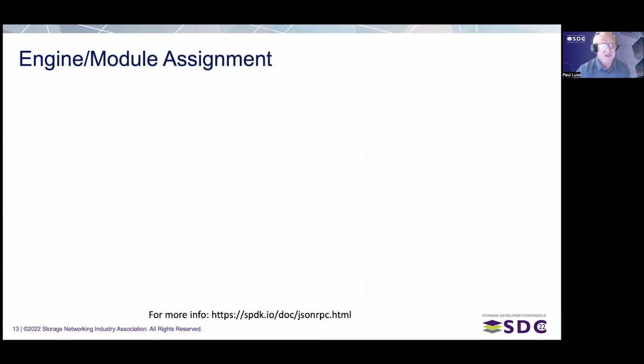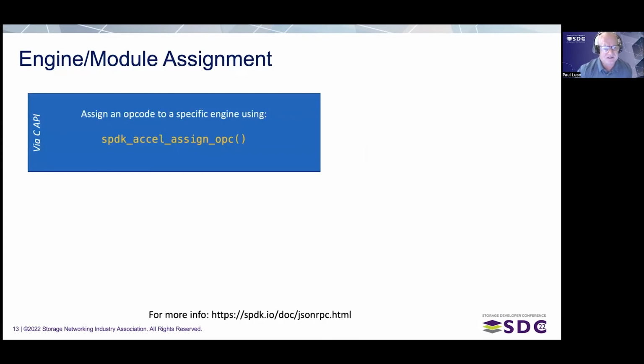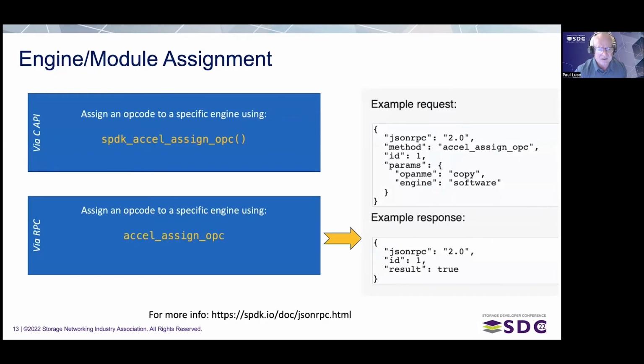Now, let's say you want to go change what the assignments are or get an idea what the assignments are. Again, we can do this either through a C API or we can do this through an RPC. And it's as simple as assign opcode, right? So you're going to assign an opcode to an engine, and we do the same thing with an RPC. And here's an example. So the RPC is called Excel assign opcode, and the example request says, hey, I've got the opcode copy and I want to assign it to the software engine.